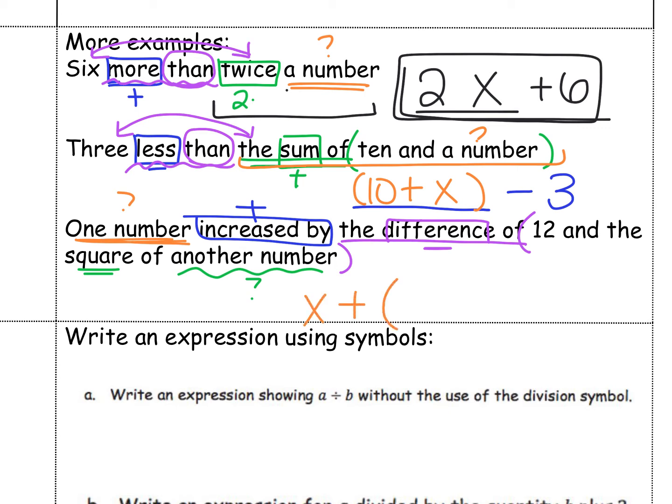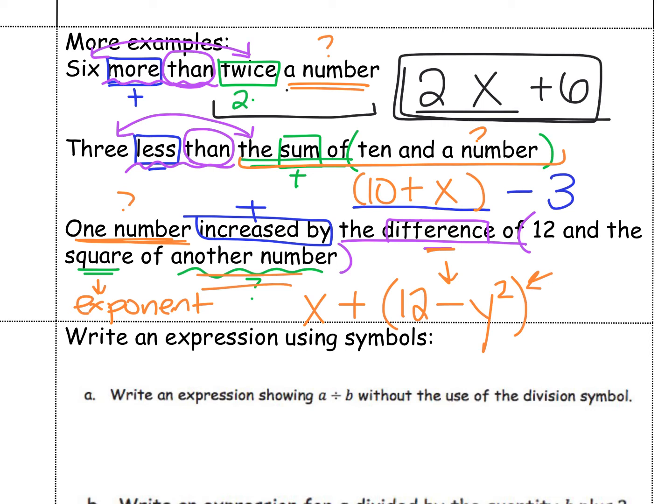increased by the difference of, so parentheses, 12, and, because it's difference, it's subtract, the square of another number. I don't know that other number, so I need to use a different letter. So I'm going to call it y this time, and we're going to square it. Square is using an exponent. If something is squared, it's to a power of 2, and that's where we see that right there. These are 3 very tricky problems, so if you find those really challenging, it's okay, because these are definitely advanced questions. The ones that we're going to be practicing are easier.